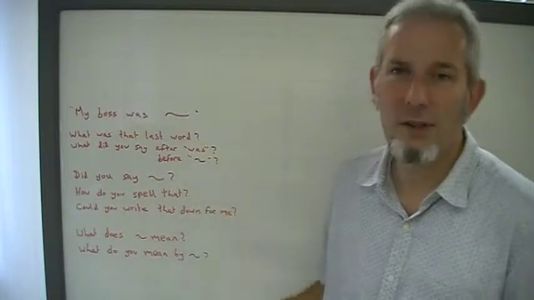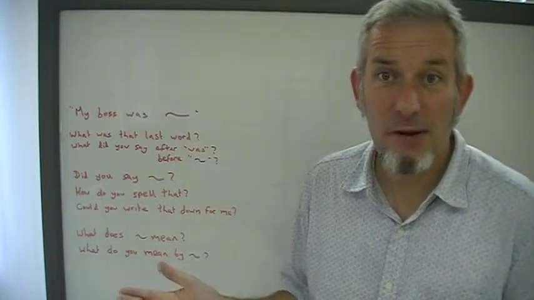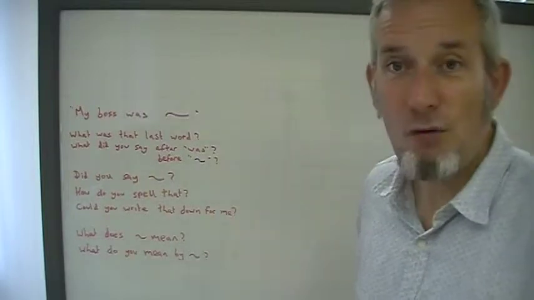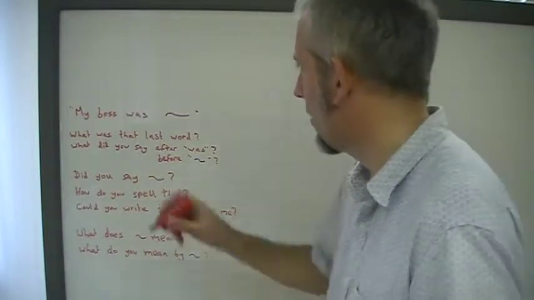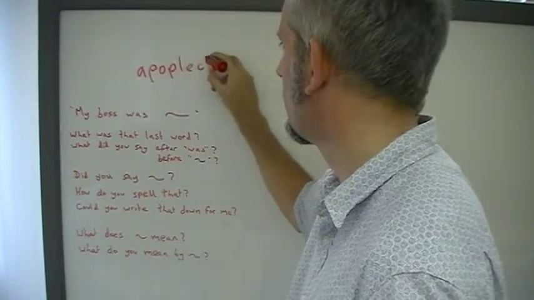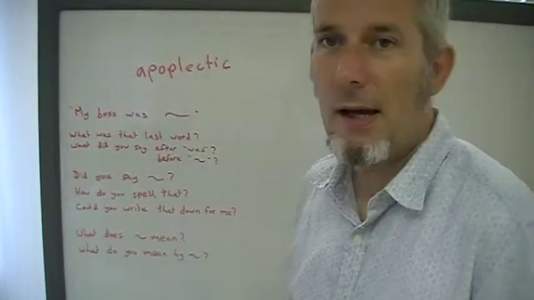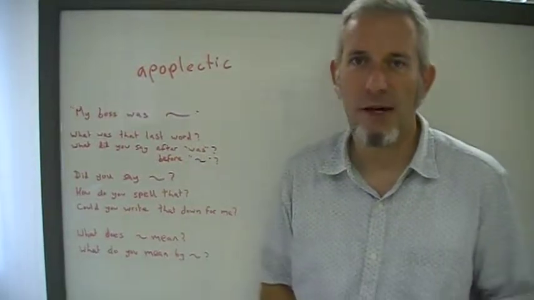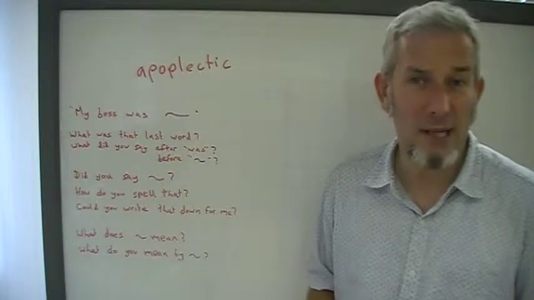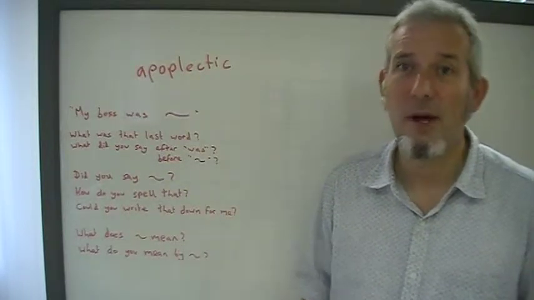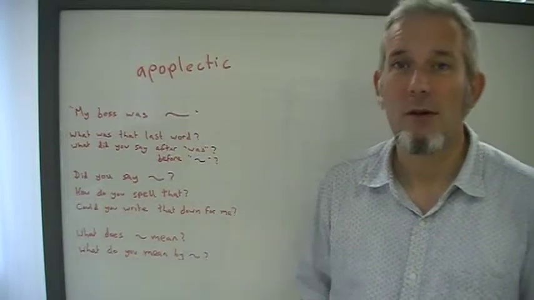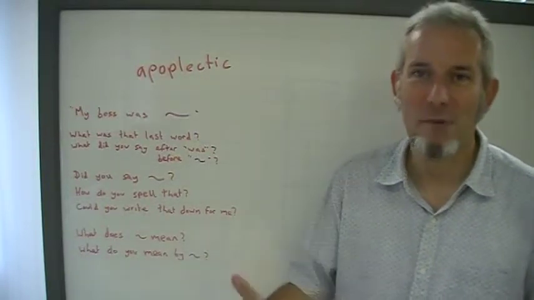Well, maybe you want to ask, how do you spell that? Or even, could you write that down for me? The word I said was apoplectic. So now you can see the spelling and you can say the word apoplectic, but you still don't know the meaning. So what does apoplectic mean? Or what do you mean by apoplectic?